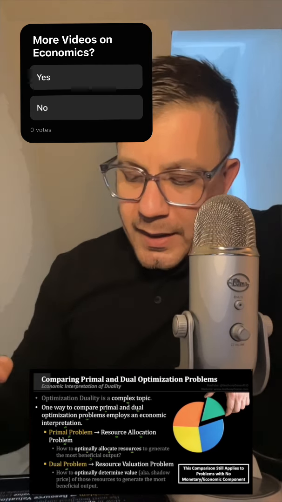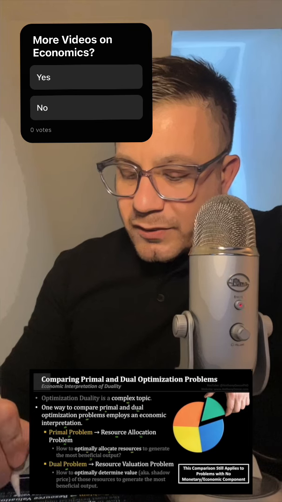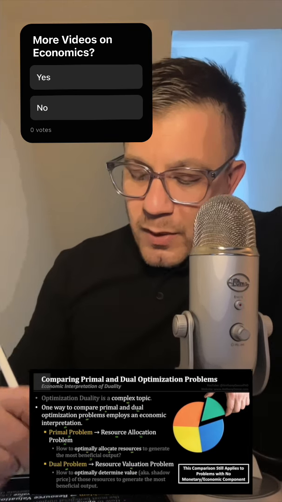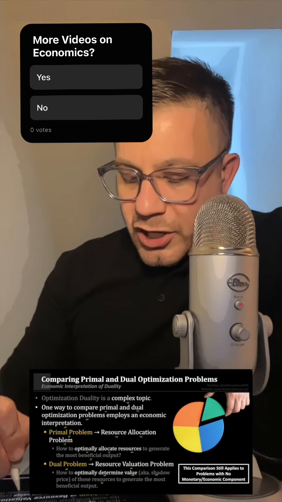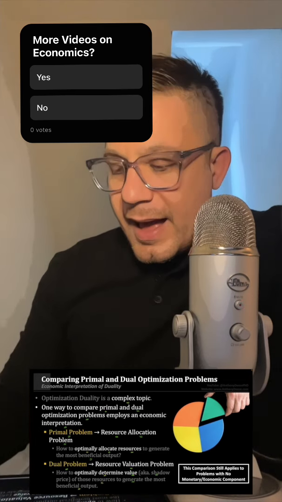The dual problem may be visualized as a resource valuation problem. How to optimally determine the value, or shadow price, of those resources to generate the most beneficial output.